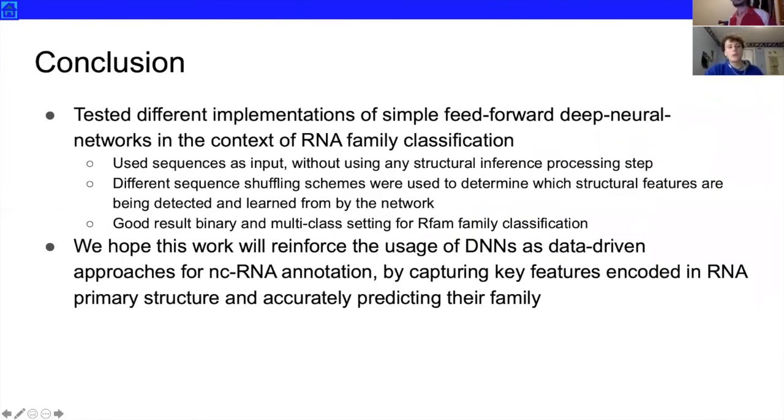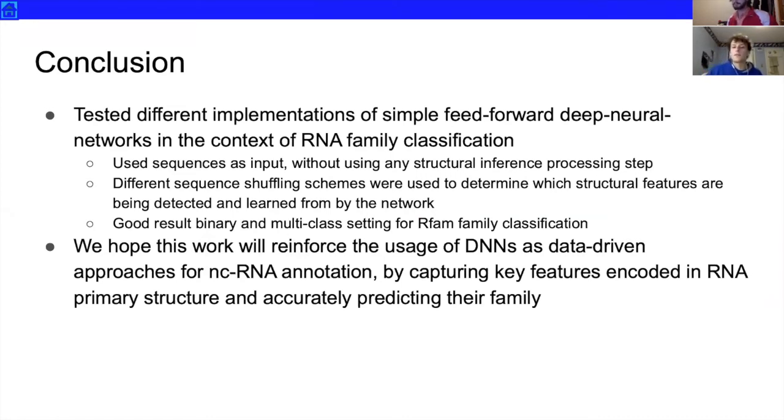So in conclusion, we tested different implementations of these simple feed-forward deep neural networks in the context of RNA classification. We used raw sequences, one-hot encoded, as input without any structural processing step, no alignments or anything. And we used different sequence shuffling schemes to determine which structural features are important, such as nucleotide composition, sequence length, and so on, that are being detected and learned by the neural network. We show that we're able to get good binary and multi-class results in a classification setting, and we're able to explain a little bit of where those results come from.